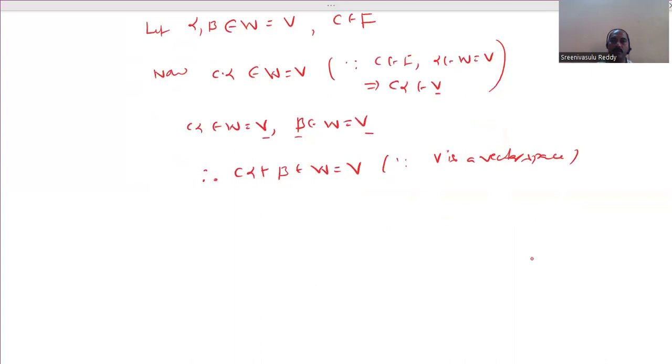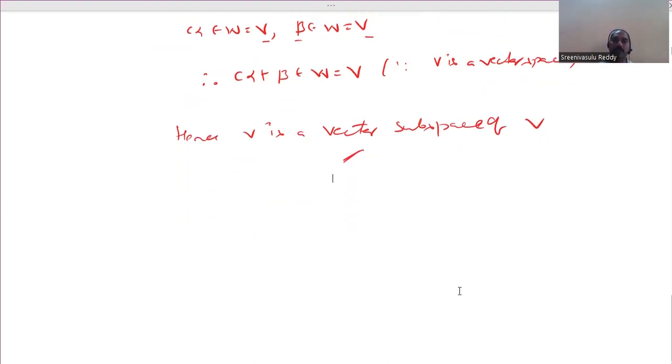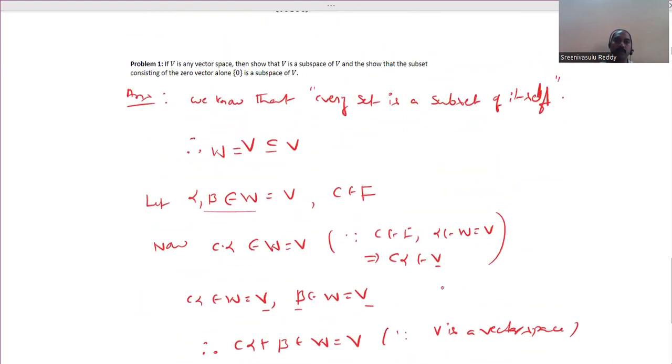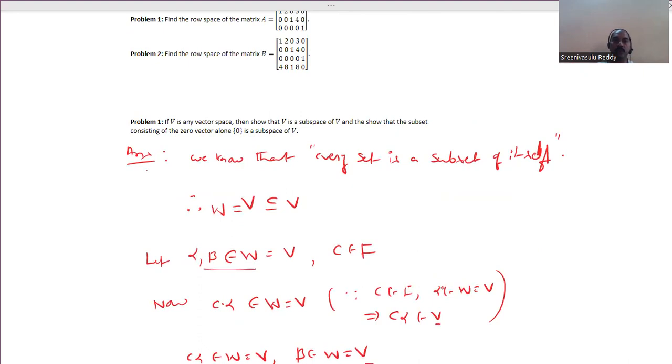So we start from alpha, beta in W, and finally we show that C alpha plus beta is in W, where W is nothing but V. As per the definition, hence V is a vector subspace of V. That means every vector space is a subspace of itself. Next part, the zero vector, the other part. This is part 1. Here we need to show two parts.